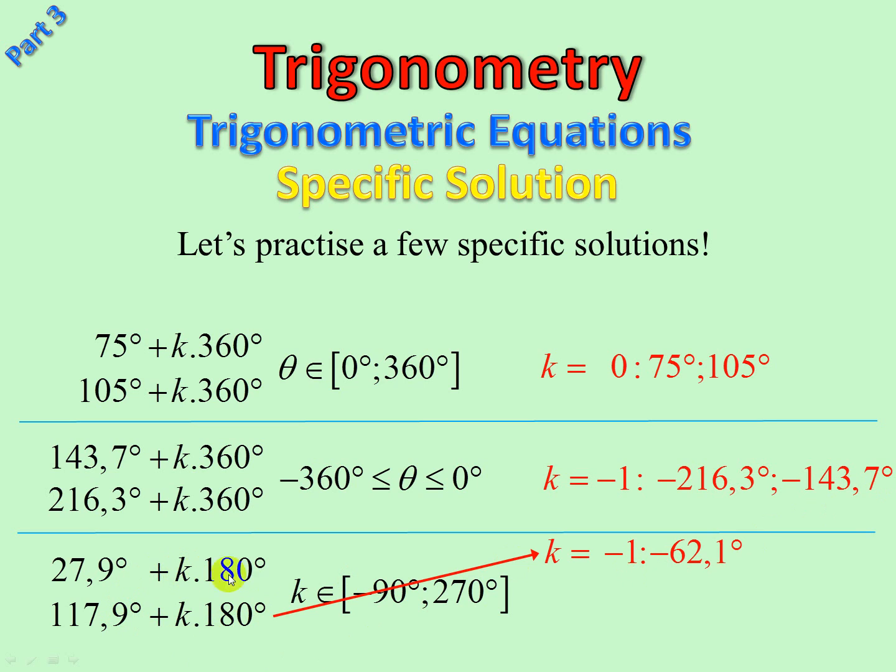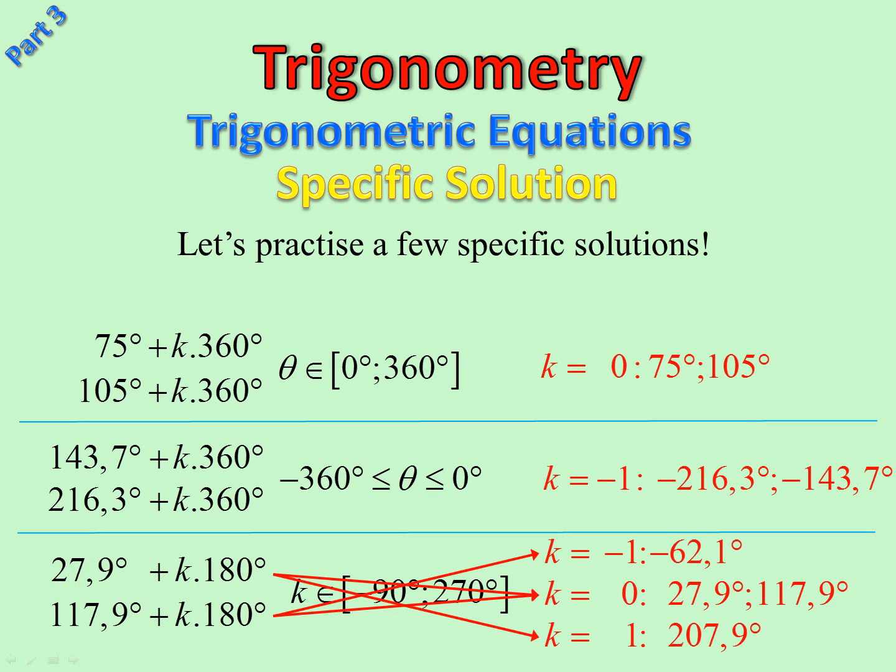Now, if I have naught, I'll have 27,9 and 117, which are both inside 270. So there we are. Those are acceptable. And then because it's up to 270, if I add 180 onto there, I'm going to get 207,9, which will work. This won't. So we're going to end up with k equal to 1 as well. So there is our specific solution for that answer.